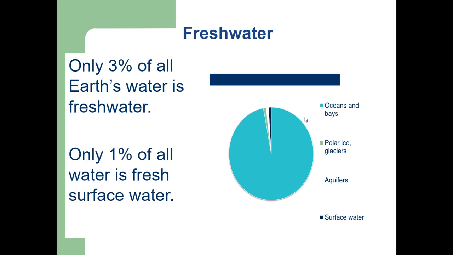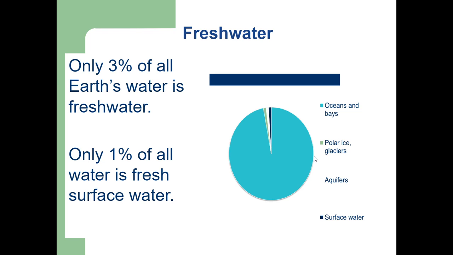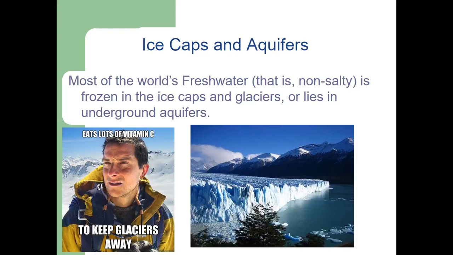So as you can see from the pie chart, all the blue is the oceans and bays. Here you have the polar ice caps and glaciers, which make up that little piece there. You got the aquifers, which make up that little white sliver there, and then you actually have surface water there. So we're talking about a pretty small amount of water that we actually use on a day-to-day basis. So yeah, lots of water out there that we need, but yet a lot of it is undrinkable.